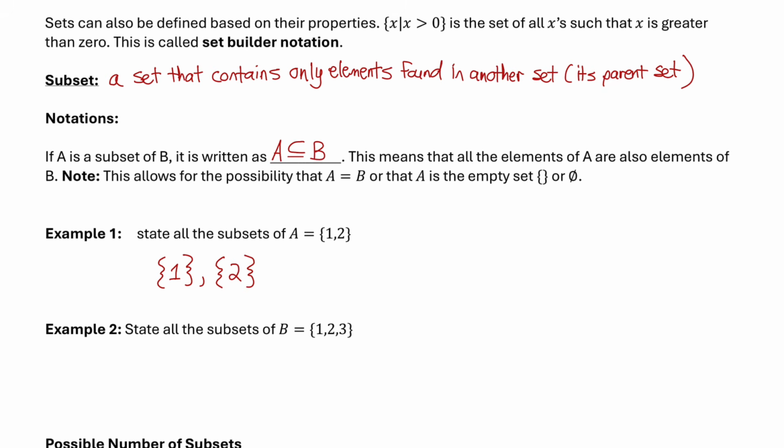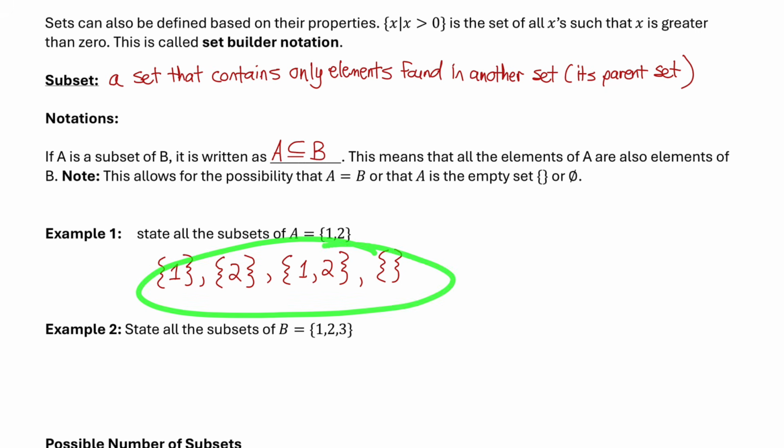But then also, it could involve all of the numbers that are within A. It could also actually be equal to set A. So it could be the set 1, 2. Or remember, it could also be the empty set or the null set, which we can just write with two curly brackets with nothing within them. So there are 4 possible subsets of A.